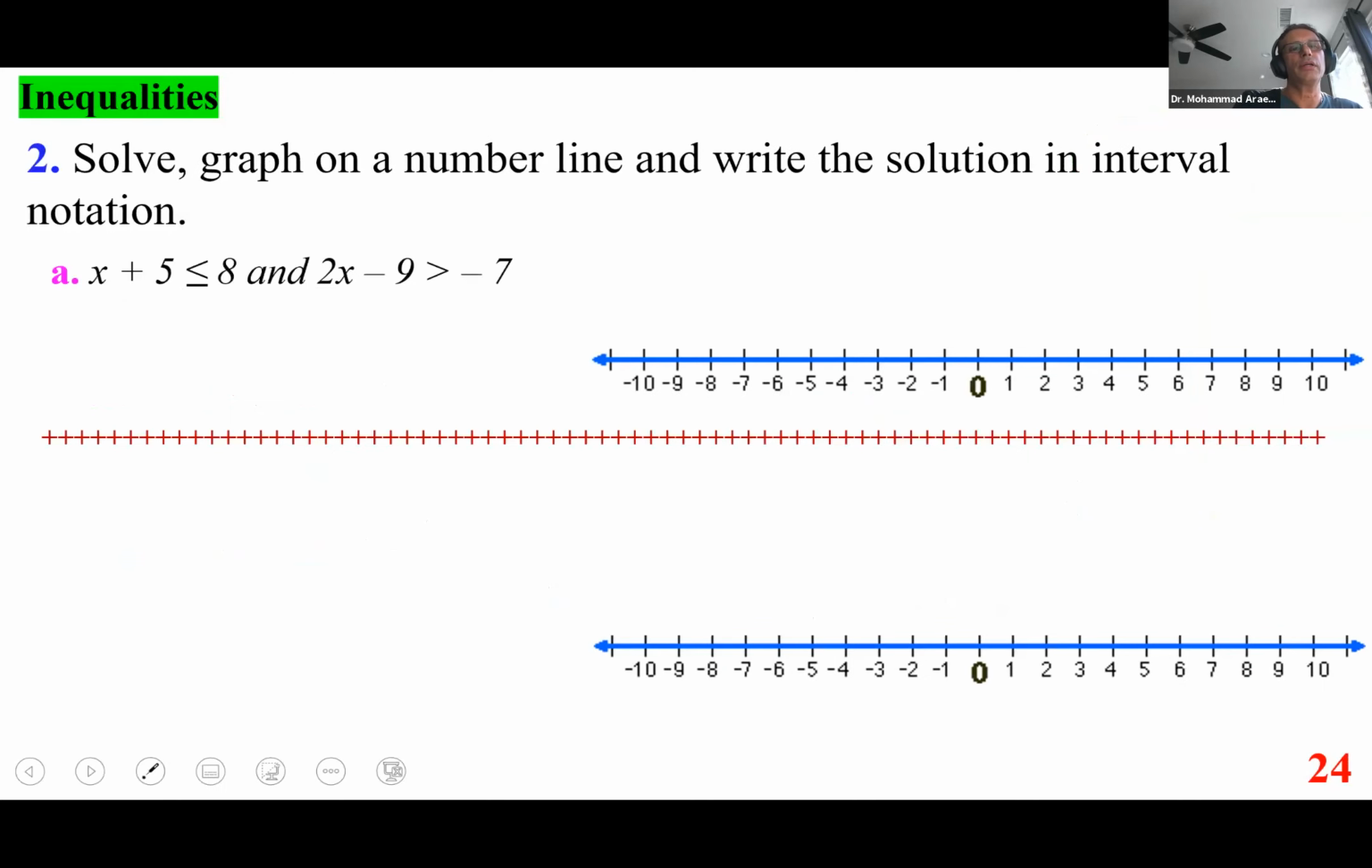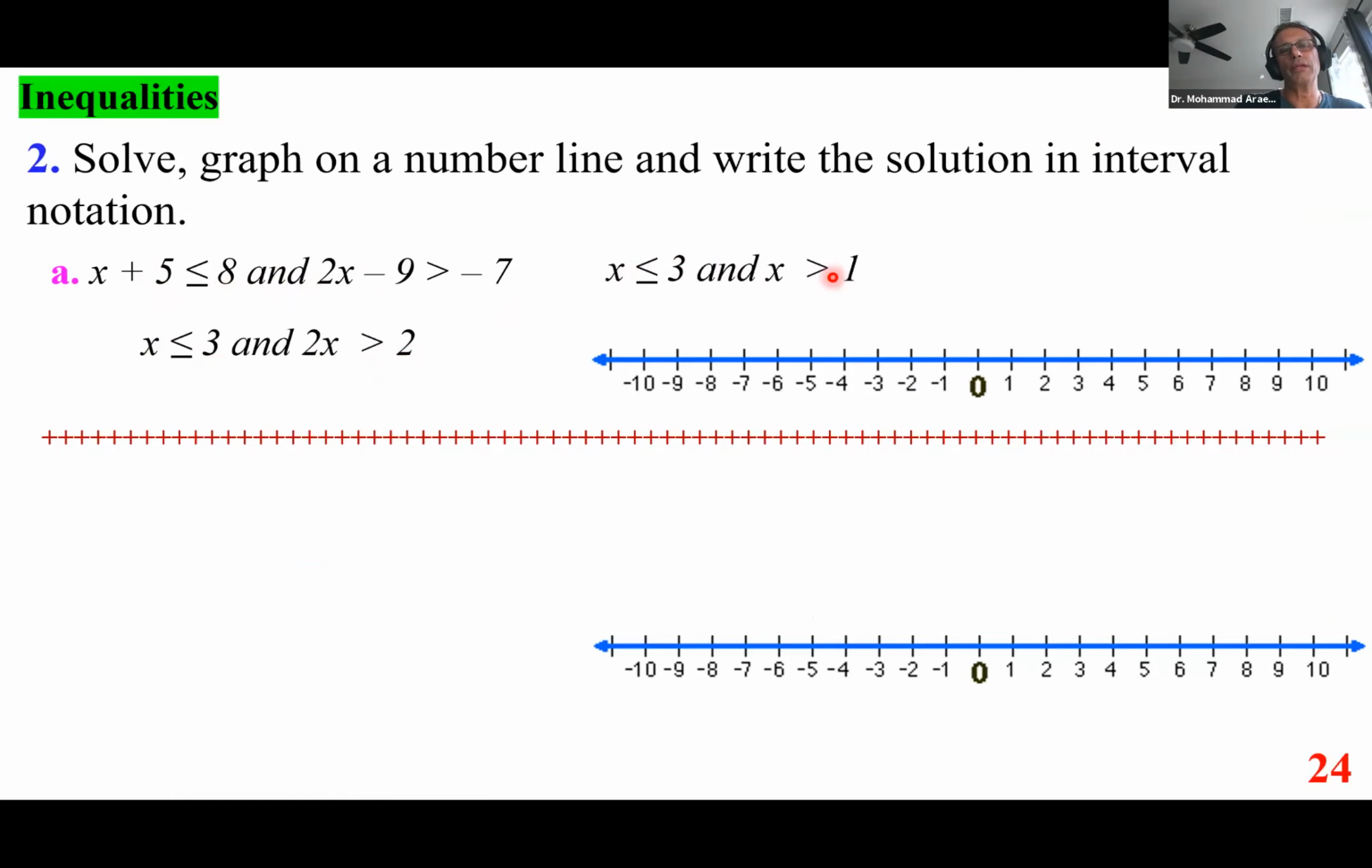Here's a compound inequality involving the AND statement. So for this one, we're going to move the 5. That means subtract 5. And this one, we're going to add 9. So this gives us 3. This gives us 2. We divide by 2 and we get 1.